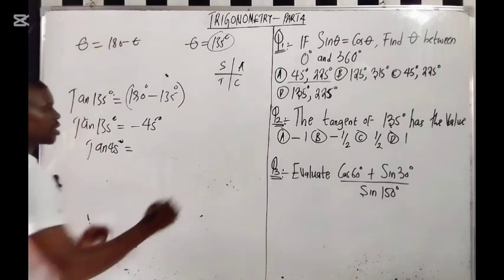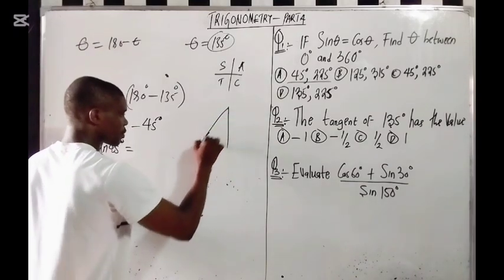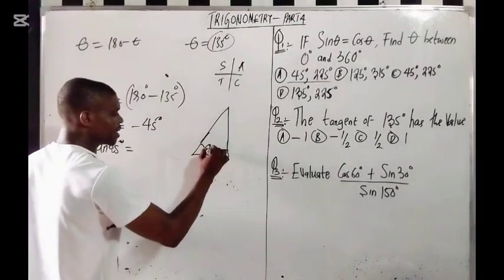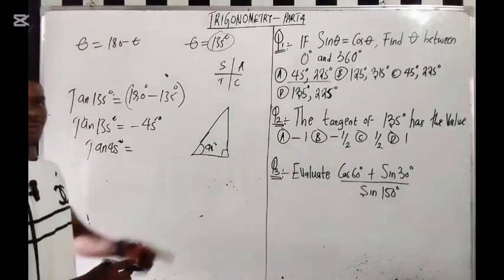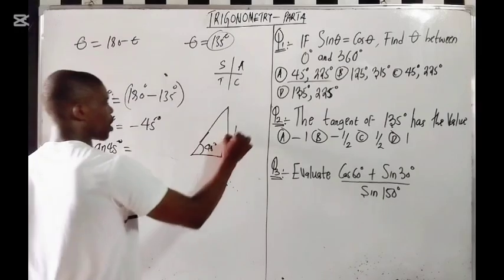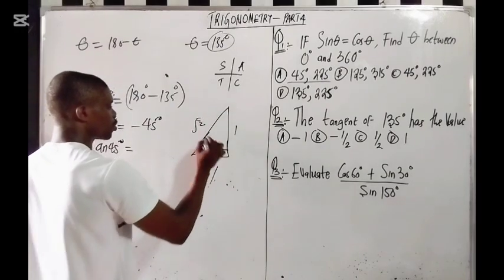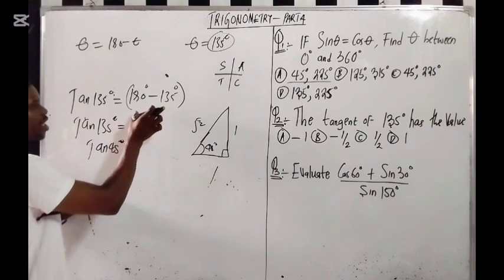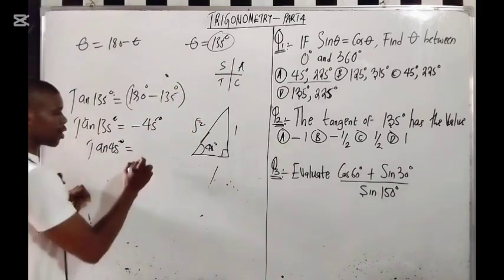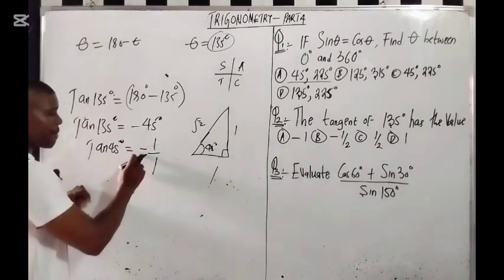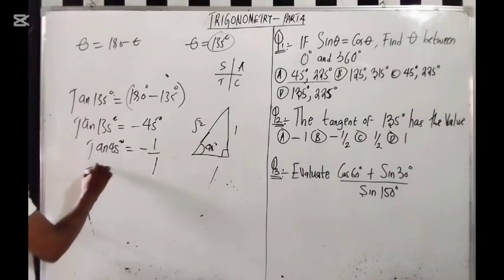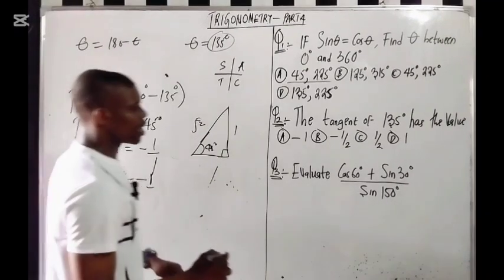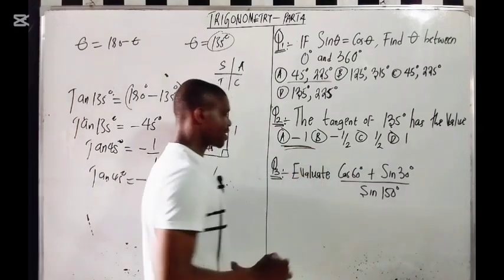Remember, in the special angle of 45, here we have 1, here we have square root of 2, and adjacent here. So tan 45 degrees, because there's a minus here because we're talking about the second quadrant, is minus 1 over 1. So tan 45 degrees here is now going to be minus 1. The answer is minus 1 here. That is the answer.